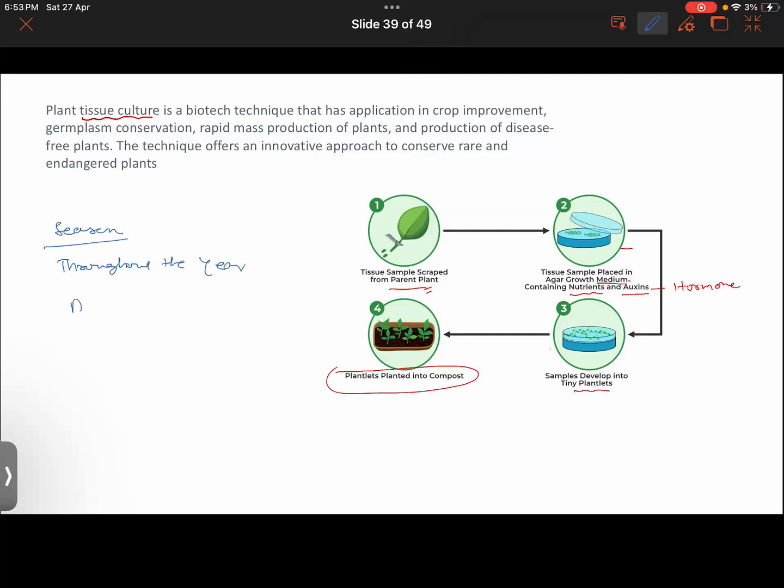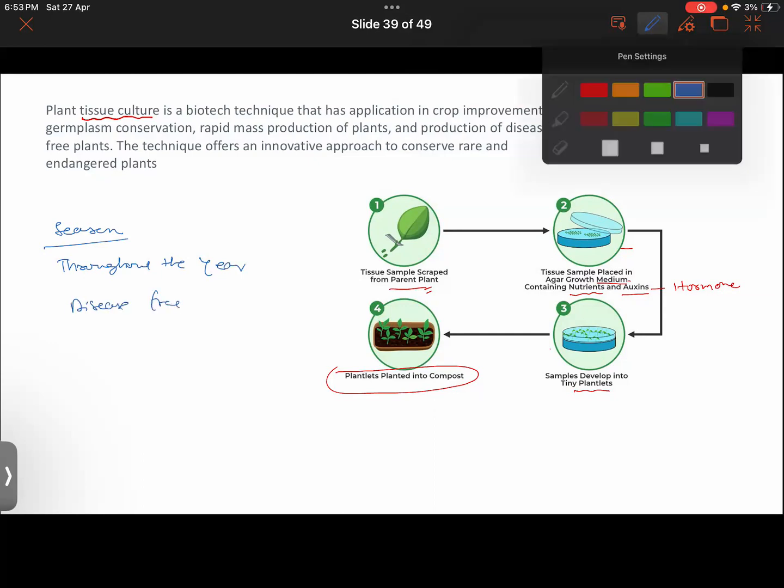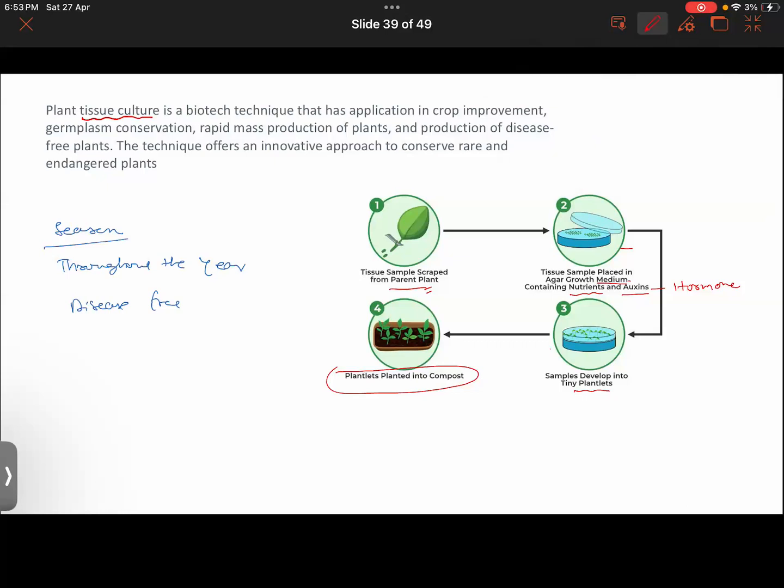And the plants that are grown, they are also disease free. So these are the advantages. So how is it used in conservation? Apart from using it in agriculture, it helps in conservation also.